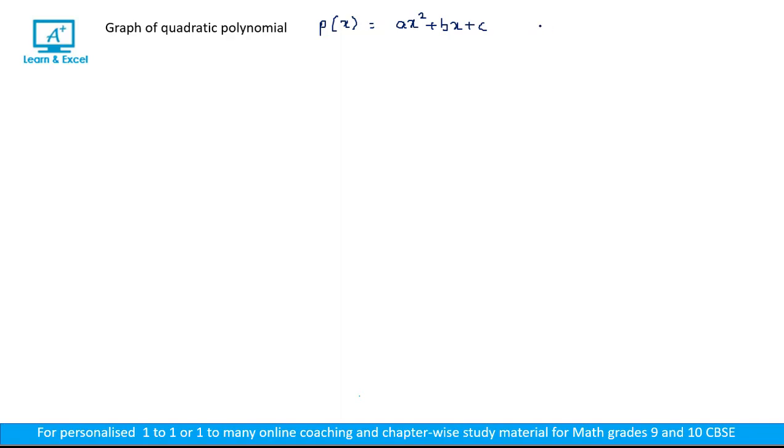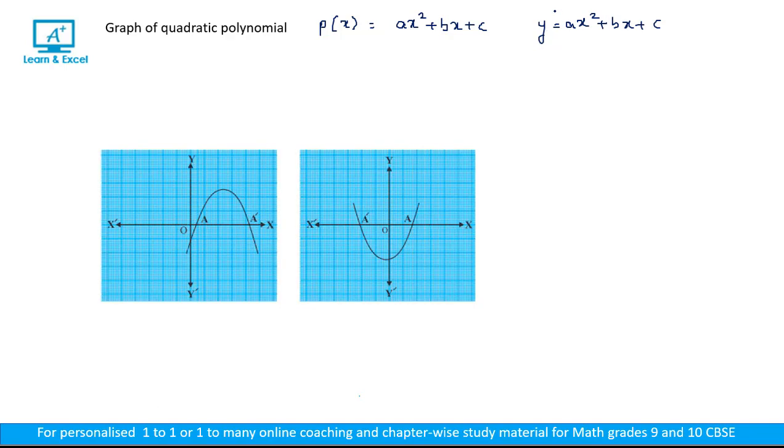Now if we want to graph the polynomial y equal to ax square plus bx plus c, then what will the graph look like? For this quadratic polynomial, the graph will look like a parabola. The parabola will either be open downwards like this, or it will be open upwards like this. That will depend on the value of a. If the value of a is less than 0, then the graph will open downwards. If the value of a is greater than 0, then the graph will open upwards like this.